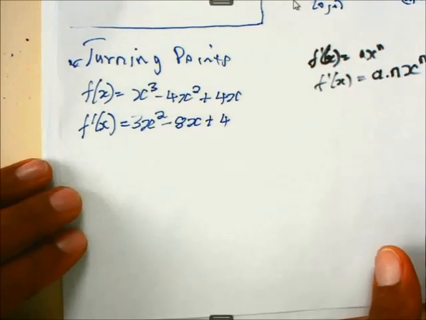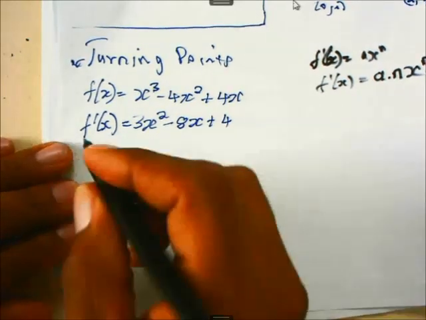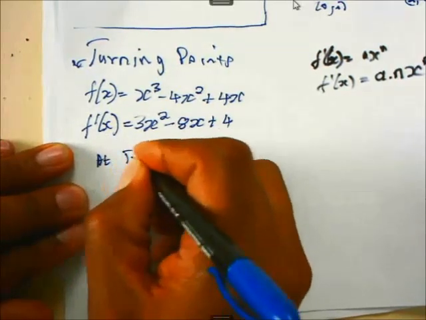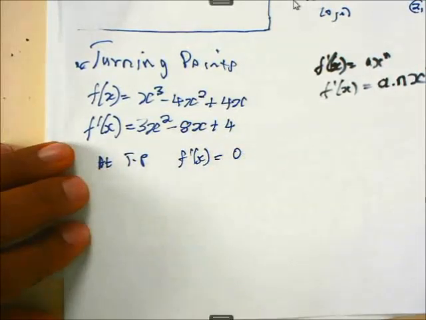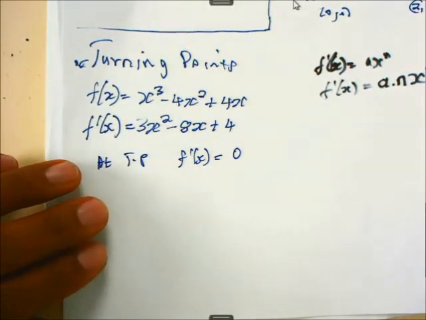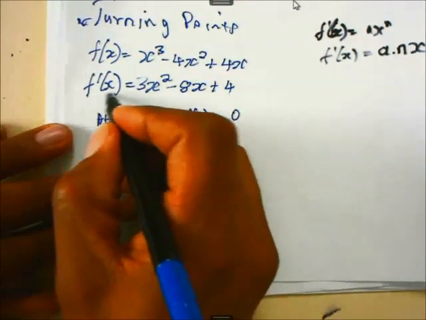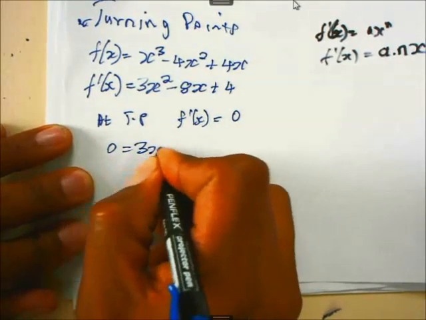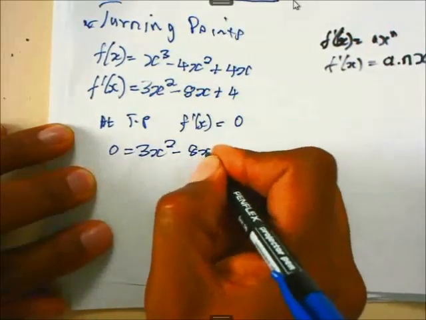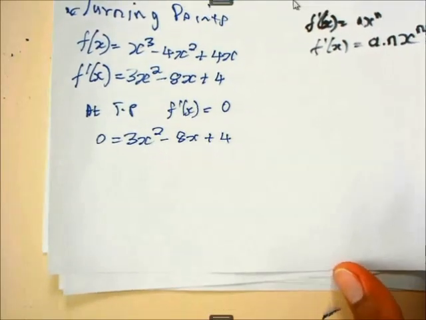Good. Now, what do you know about the derivative at the turning points? What do you know about the gradient at the turning points? Of course, it's very important to remember that at the turning point there, the derivative f prime of x is equal to 0. The gradient at the turning point is equal to 0. Good. Now, then it means now we must equate the derivative to what? To 0. Then we'll have 0 is equal to 3x squared minus 8x plus 4.